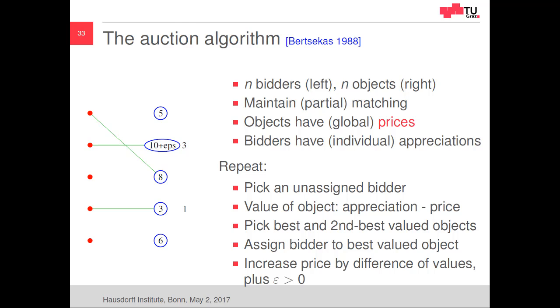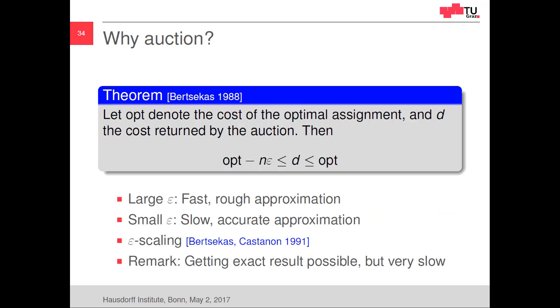Now, why is the auction nice for our purposes? Well, for the following theorem. Let's call opt the maximal possible cost of any matching. So this is what we want to compute, and D is what comes out of the auction. So this is the cost of the returned matching. Then, of course, this matching is at most as large as the optimal one, but it's not much smaller. It's opt minus n times epsilon, where n is the number of bidders.